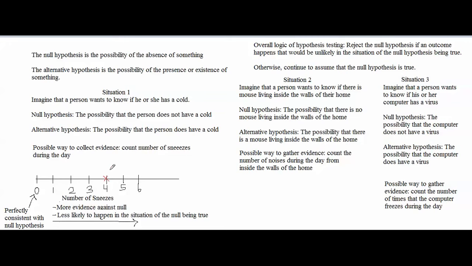So I've set a cutoff point that's the minimum number that I need to reach in order to reject the null hypothesis. And this minimum cutoff point is called a critical value.